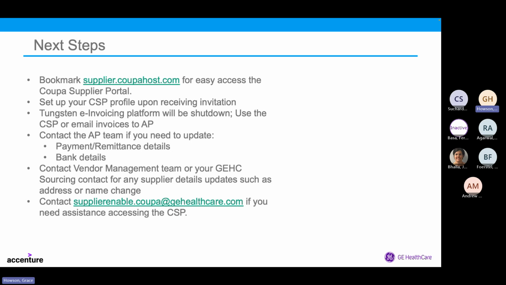Once set up in the CSP, please avoid use of other invoicing methods. As Tungsten is shut down, please email invoices to AP if you are not set up in the CSP. Please contact the AP team for any payment, remittance, or banking details, questions, or updates. Please reach out to the vendor management team or sourcing for any supplier detail updates.